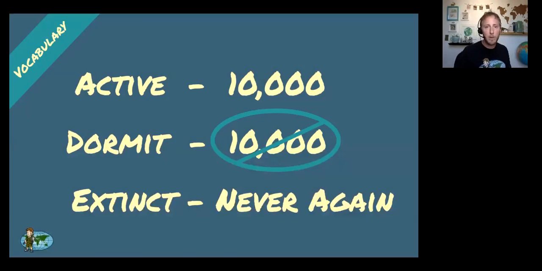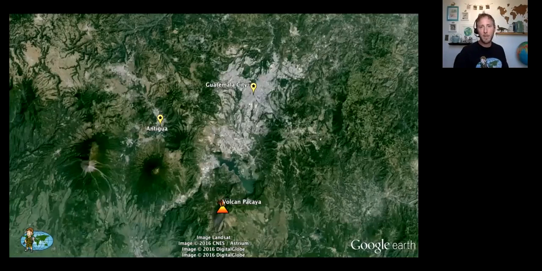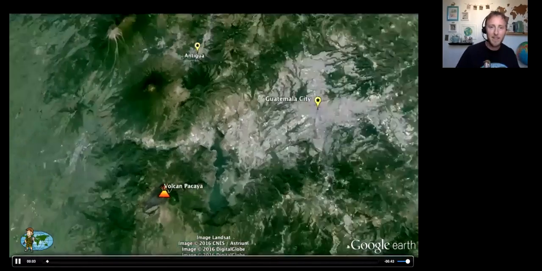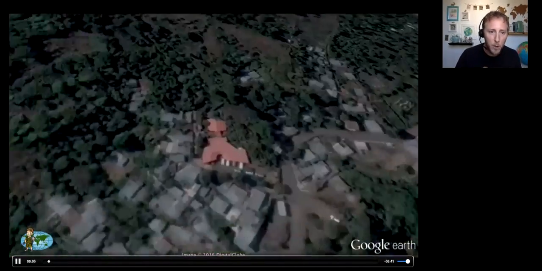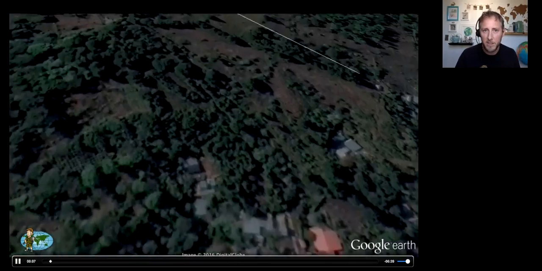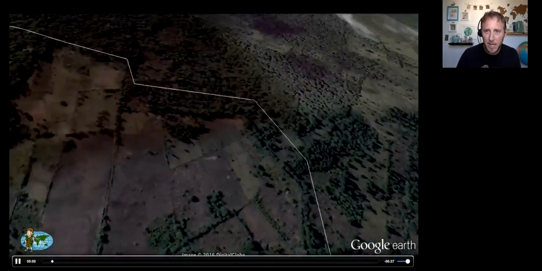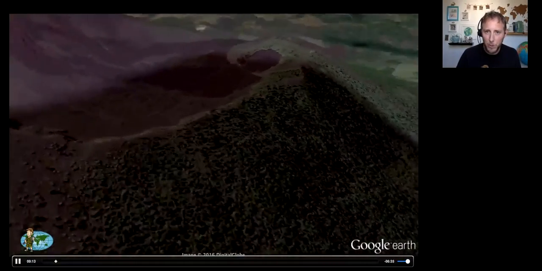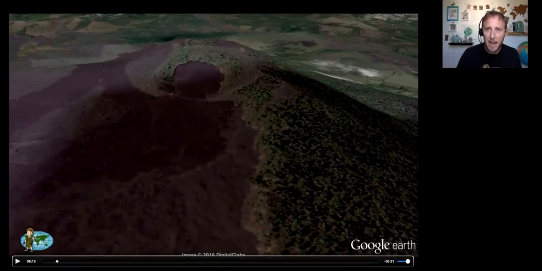But we're going to see a very active volcano, Volcan Pacaya. So let's go check it out. Volcan Pacaya is located just south of Guatemala City, the capital of Guatemala. We're going to start off at the visitor center today and hike up through a forest up the volcano, and we are going to check out the lava fields.